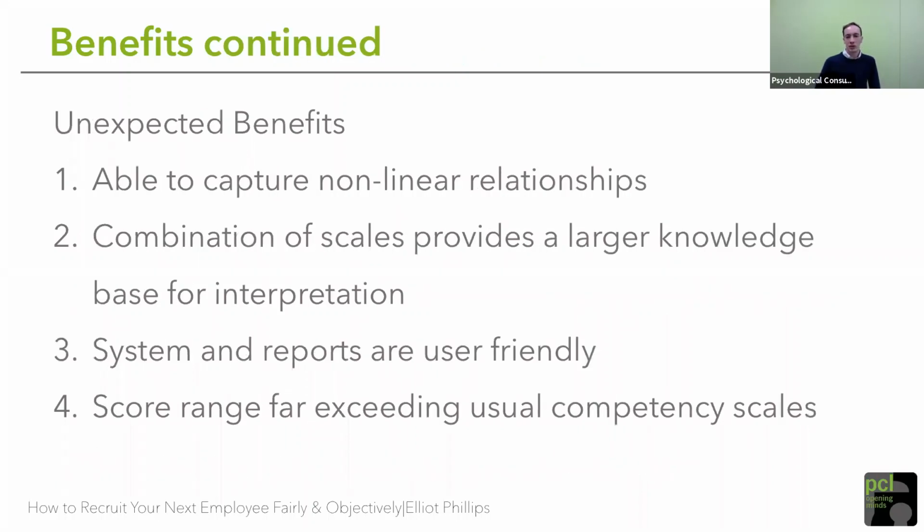We also came across some unexpected benefits. So we expected those ones on the previous slide, but here we uncovered some things as we were going through the process that we didn't spot ahead of time. The first one is being able to capture non-linear relationships. What that means is, as you go up on a personality factor, it might not necessarily mean that it continually strengthens someone's competency fit. There might be too much of a good thing, as an idiom.